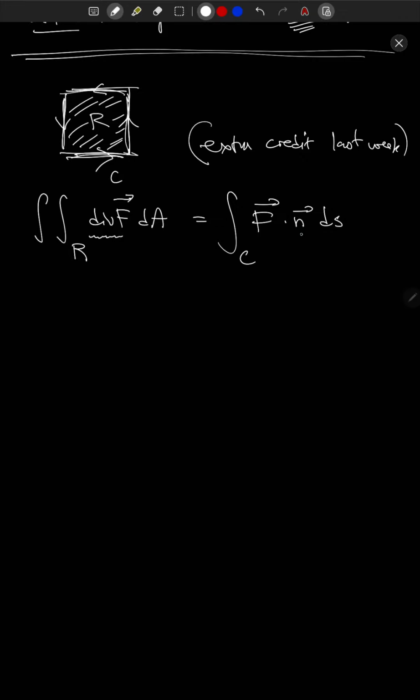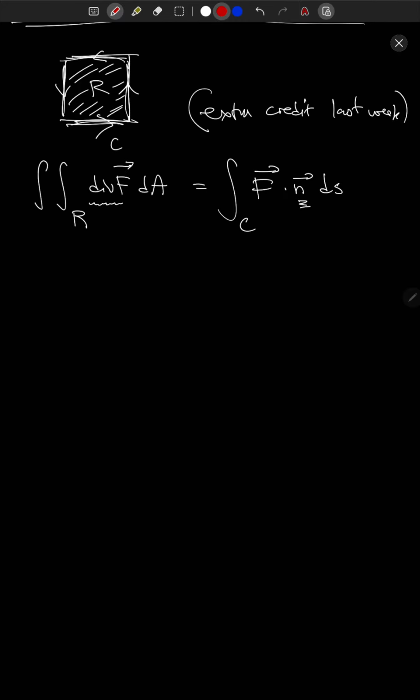And by the way, this n right here is the outer normal. So n actually points this way. Why is it the outer normal? Because we oriented our curve counterclockwise.